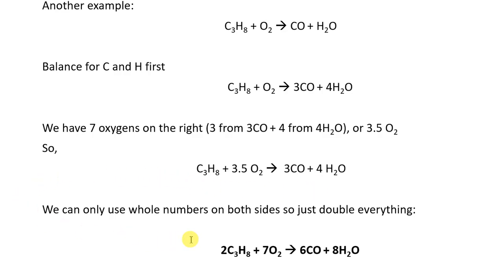But we can only use whole numbers on both sides. So quite simply, I just double. 2C3H8 plus 7O2 gives 6CO plus 8H2O. I put what I want in front of the O2 and here, that was very important because when I did everything with number just to balance, I end up with a half. Get rid of the half by just doubling.